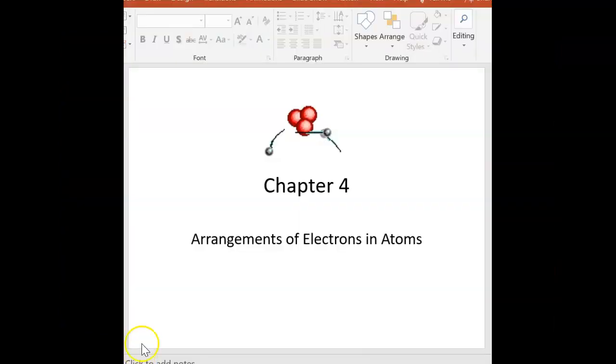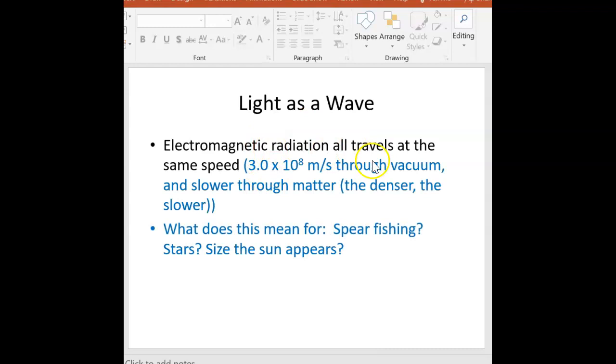All right. So to start off, let me pull up the PowerPoint. Okay, here we go. So chapter 4. We're going to be talking about light. So light is an electromagnetic spectrum or radiation that all travel the same speed. Light is always going to be 3 times 10 to the 8th power meters per second.